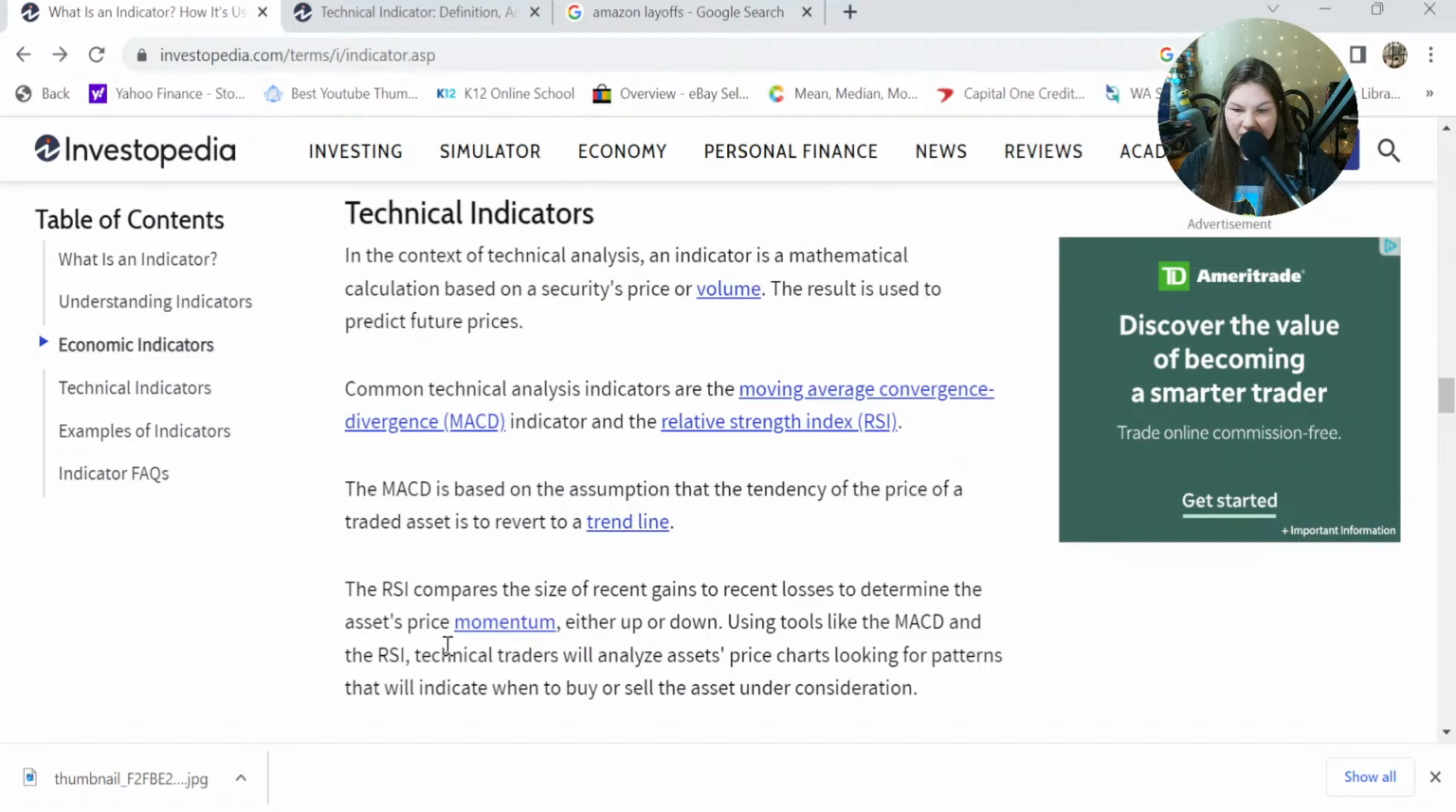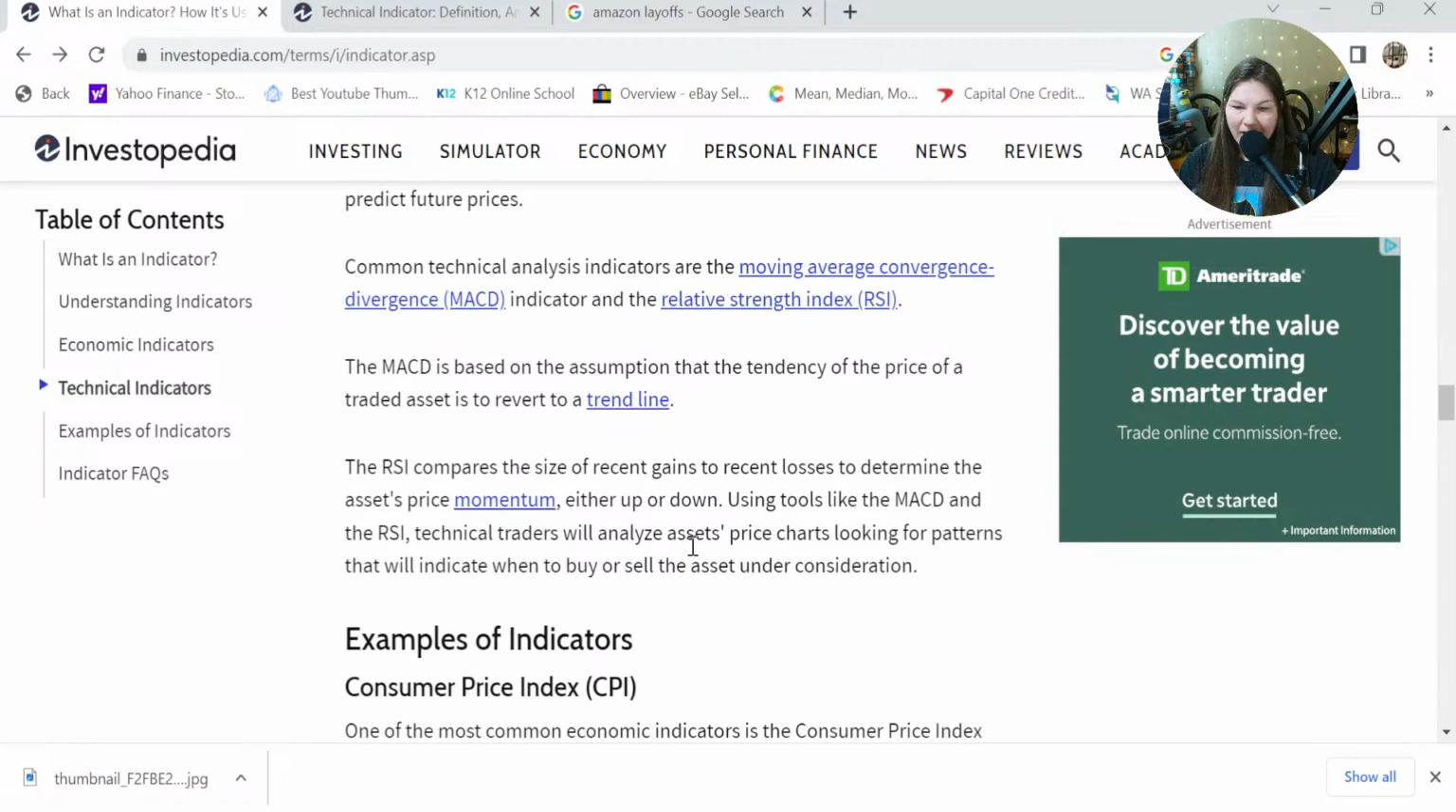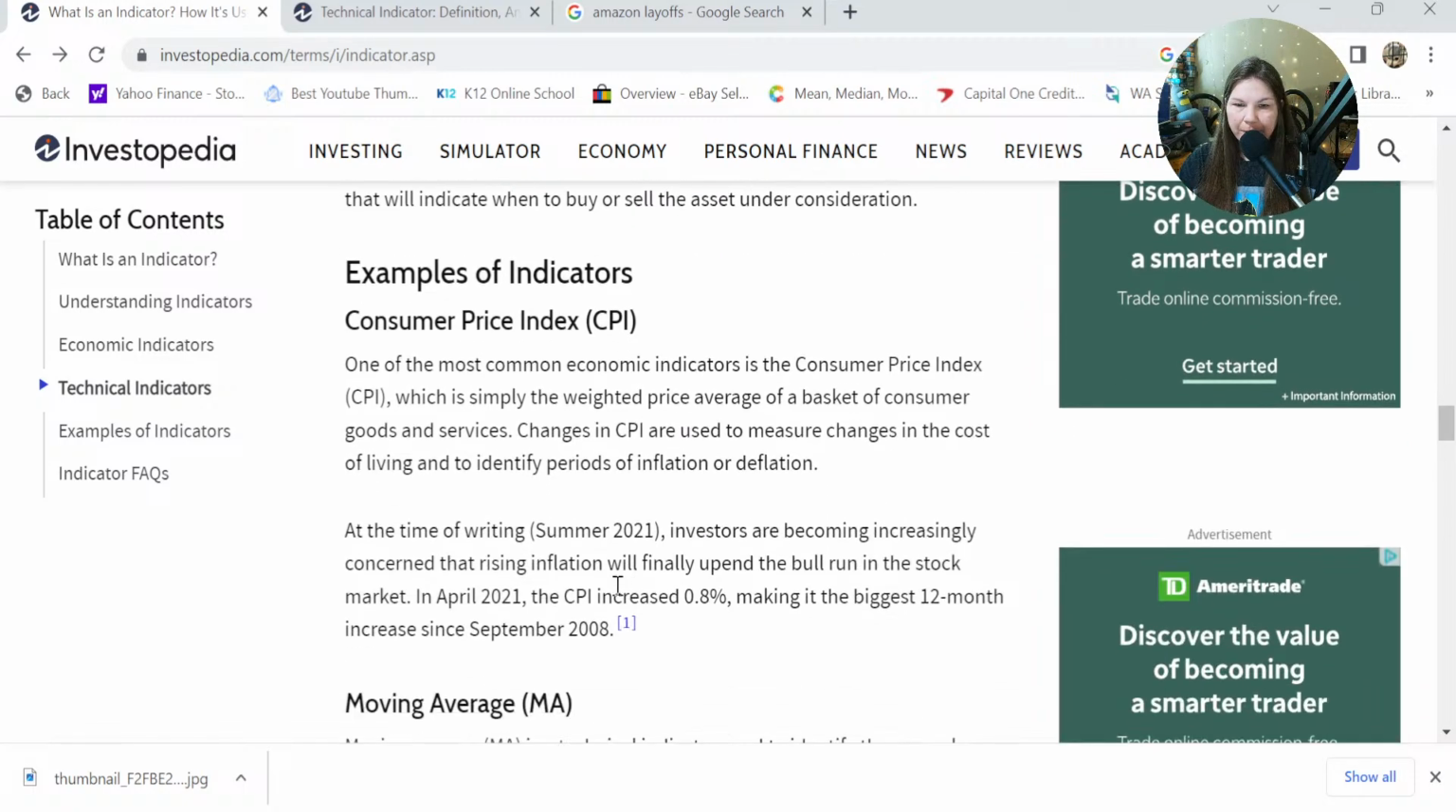The RSI compares the size of recent gains to recent losses to determine the asset's price momentum, either up or down. And that's the relative strength. Okay, that makes sense. The recent gains to recent losses will give you your strength or momentum, up or down. Using tools like the MACD and the RSI, technical traders will analyze asset prices and charts looking for patterns that will indicate when to buy or sell the asset under consideration.